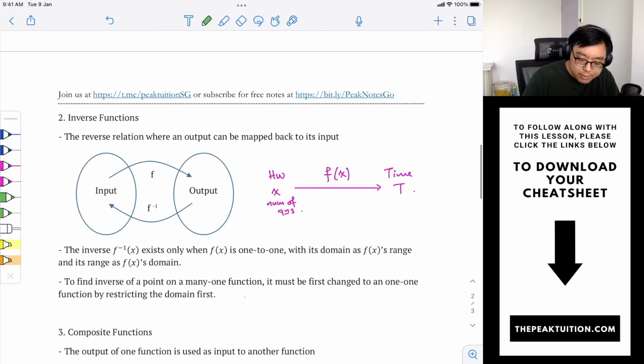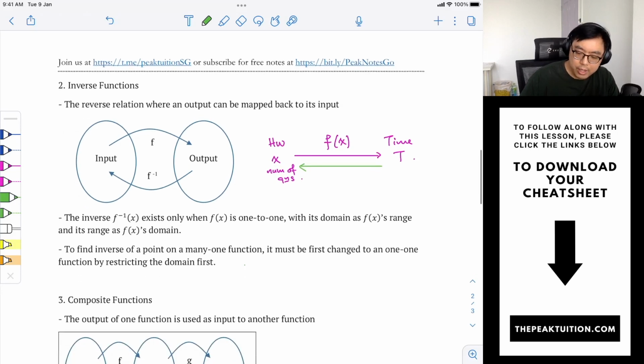The inverse function will be given the amount of time, how many questions you can do, maybe. Or maybe your friend tells you how long he took to do the homework, but you don't know how many questions there are, and you can infer how many questions there are in the homework. So this can be useful in certain situations, very applicable to reversing the answer to find the original input.